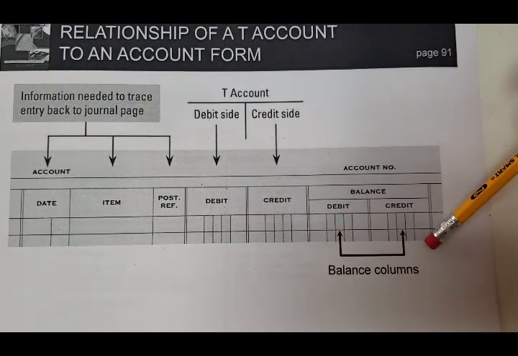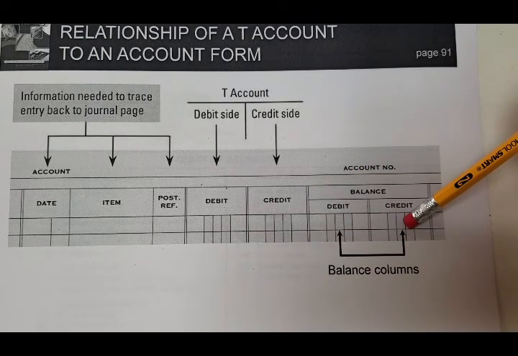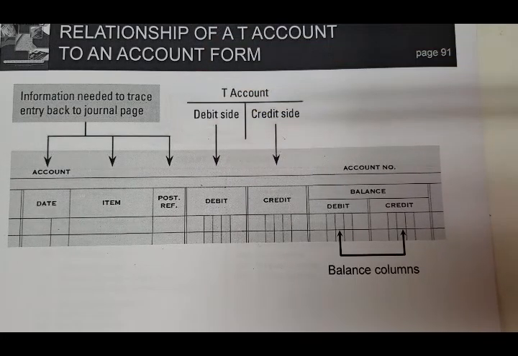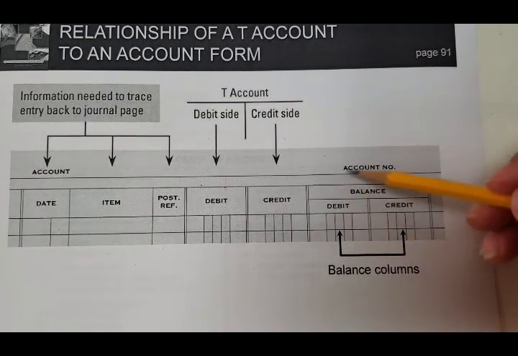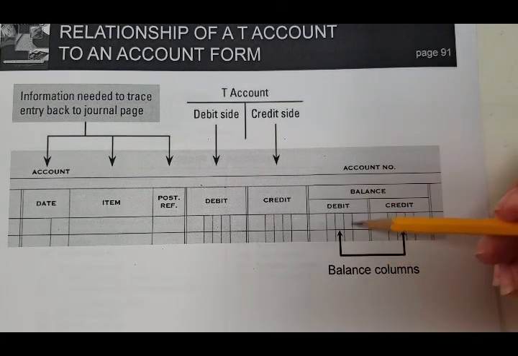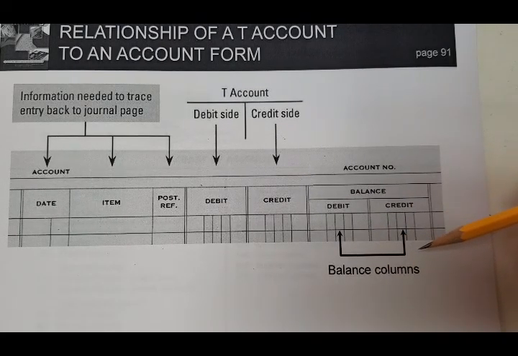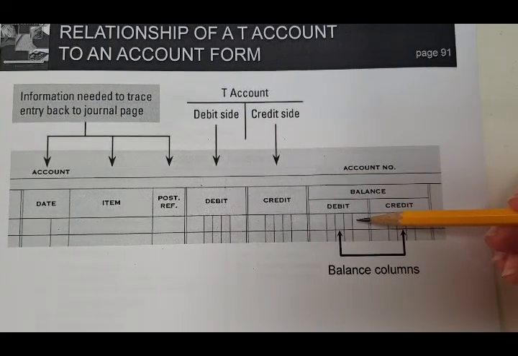But the normal side we need to know because here is where we're going to use it. Cash increases as a debit. Cash's normal balance is a debit. That means that you should always have your balance in your debit column. If you have a balance in the credit column, that means that we are in the hole, that we are out of cash. So the balance is basically how much money do you have right now?